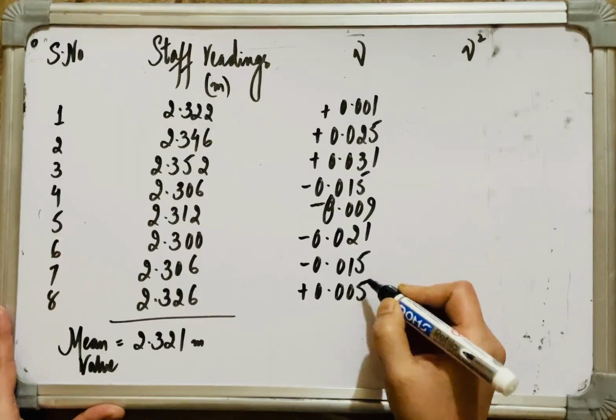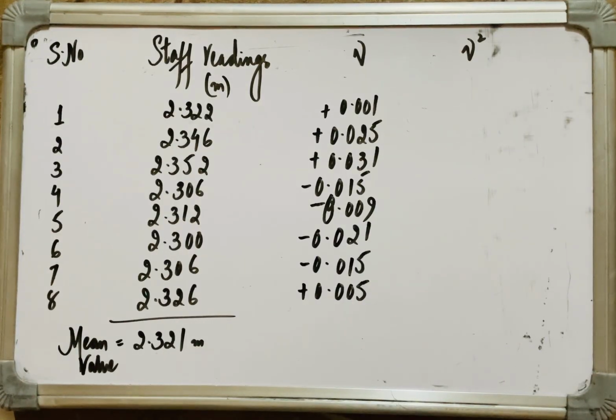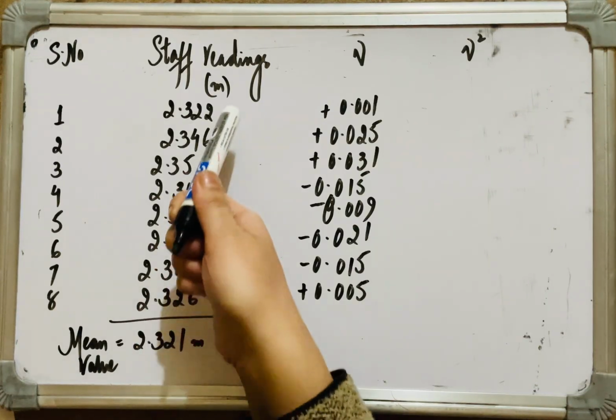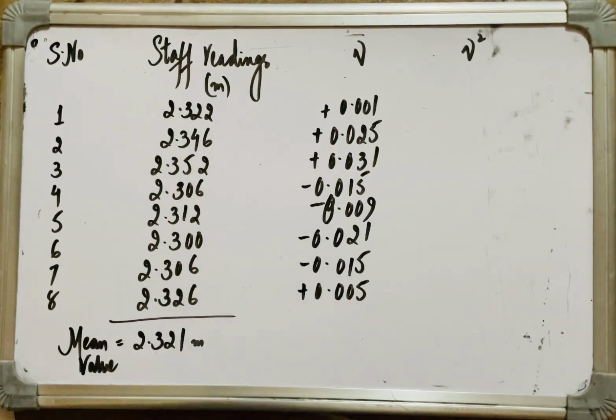I have calculated the residuals, or the residual errors, or the variations, which is equal to measured value minus the mean value. So I subtracted the mean value from every staff reading, which we have obtained by carrying a line of levels across a river, all right? And these 8 staff readings have been taken under identical conditions. Now the next task is to calculate the square of the residuals, or the square of the variations.